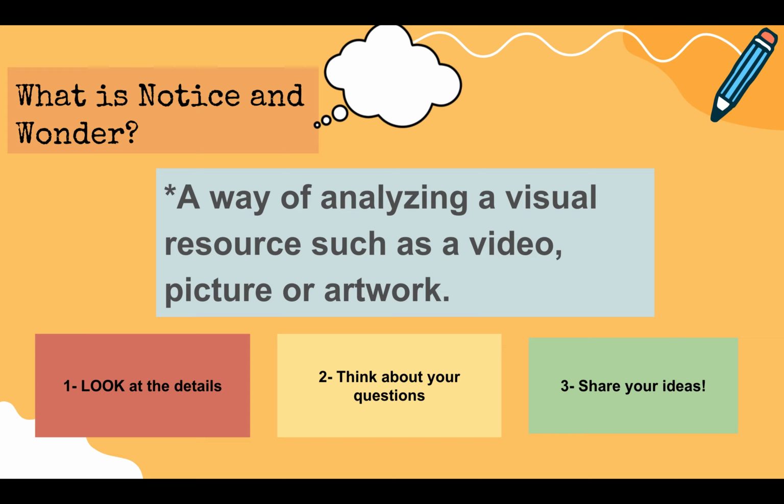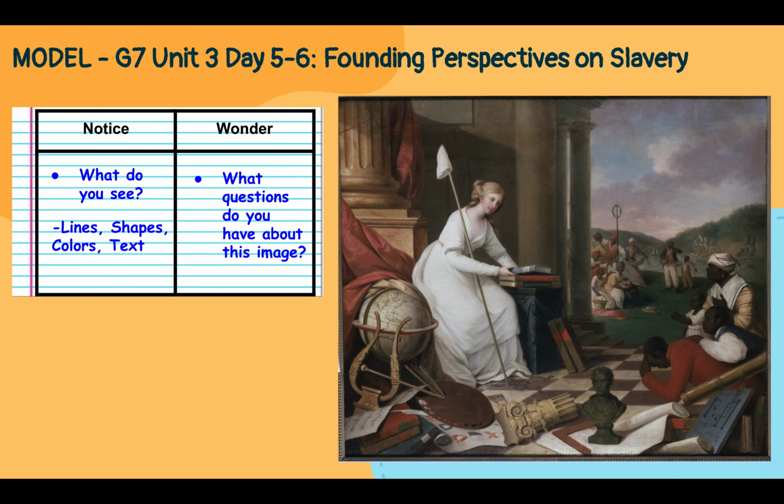When we're noticing and wondering, we want to do three things. We want to look at all the details in that resource. We want to think about our questions. And then we want to share our ideas with our peers. We're going to be using an image from days 5 and 6 in Unit 3, Founding Perspectives on Slavery, in order to model this Notice and Wonder strategy.